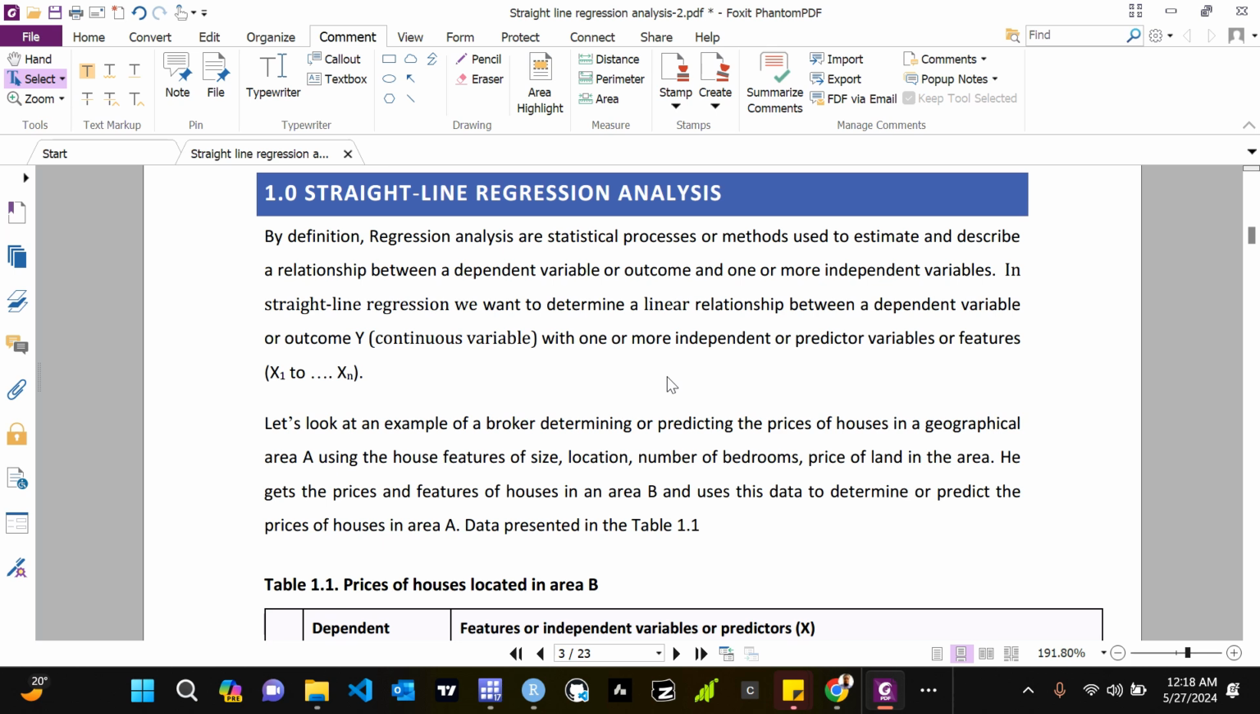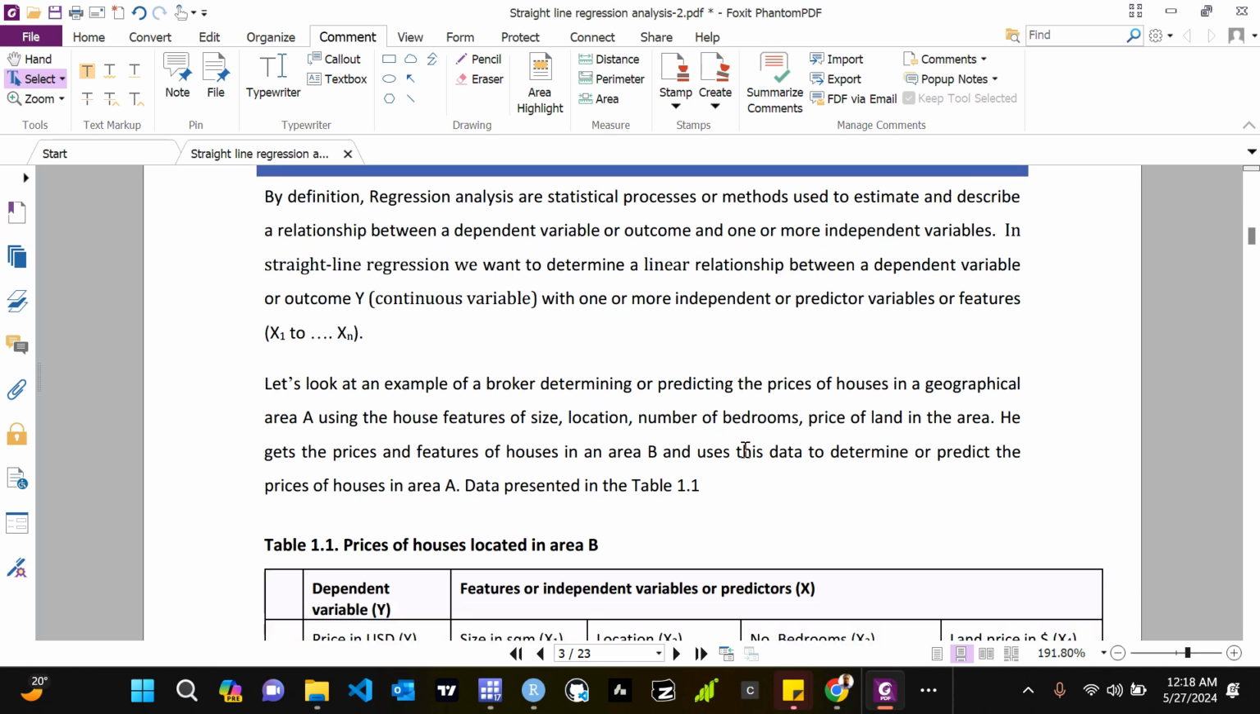This applies in so many areas of research and in daily life. So let's look at a basic example of a broker predicting prices of houses in a geographical area A, using the features of size, location, number of bedrooms, and price of land in the area. He gets the prices and features of houses in area B and uses this data to predict the prices of houses in area A.